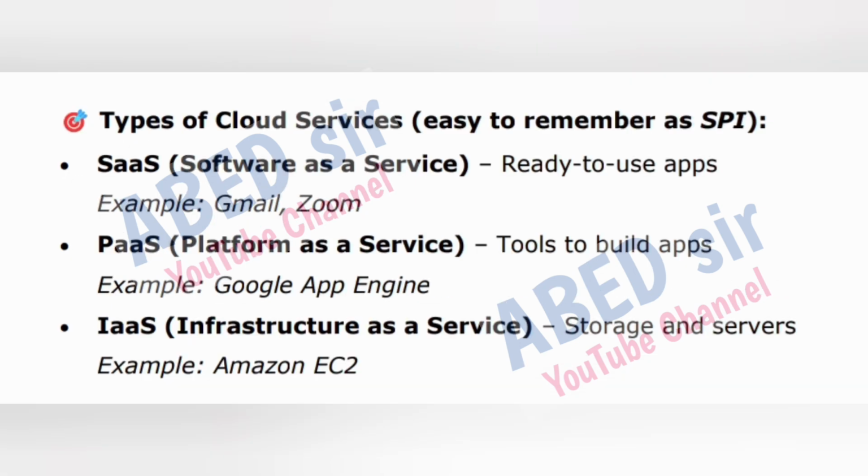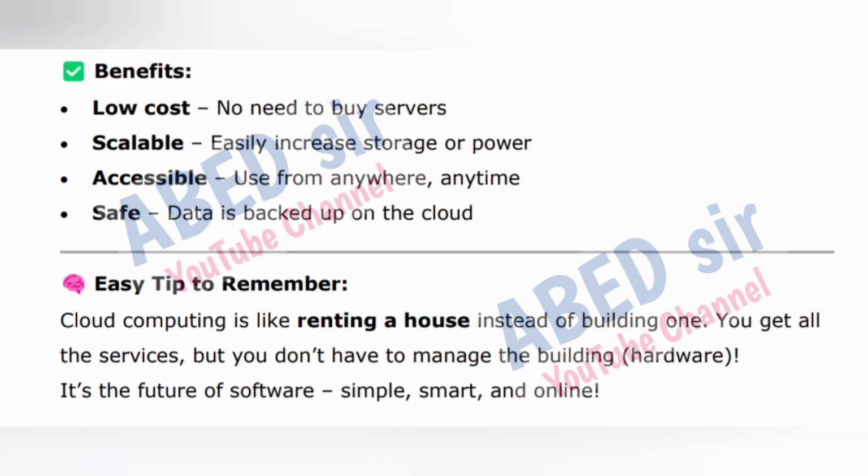Types of cloud services, easy to remember as SPI. SaaS, software as a service, ready-to-use apps. Example, Gmail, Zoom. PaaS, platform as a service, tools to build apps. Example, Google App Engine. IaaS, infrastructure as a service, storage and servers. Example, Amazon EC2. Benefits. Low cost, no need to buy servers.